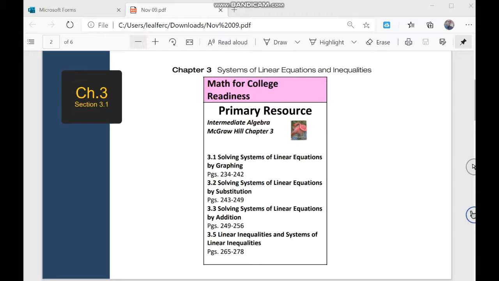For chapter 3, we have 4 different topics, and so we have 4 weeks. Each week we're going to try to cover one of these topics. The first topic is 3.1, solving systems of linear equations by graphing. The second topic, 3.2, solving systems of linear equations by substitution. The third topic, solving systems of linear equations by addition. And finally, linear inequalities and systems of linear inequalities. Those are the 4 topics that we're going to cover on these 4 weeks.